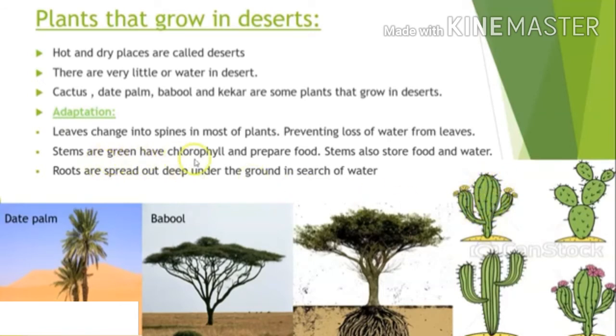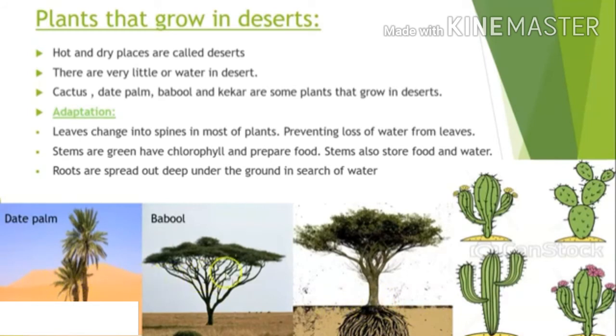Stems are green, have chlorophyll, and prepare the food. Stems also store food and water. These stems store a lot of food and water for the cactus plant. Roots are spread out deep under the ground in search of water. So these roots are deep inside the soil in search of water, and if they find any water, they take it in through the roots.